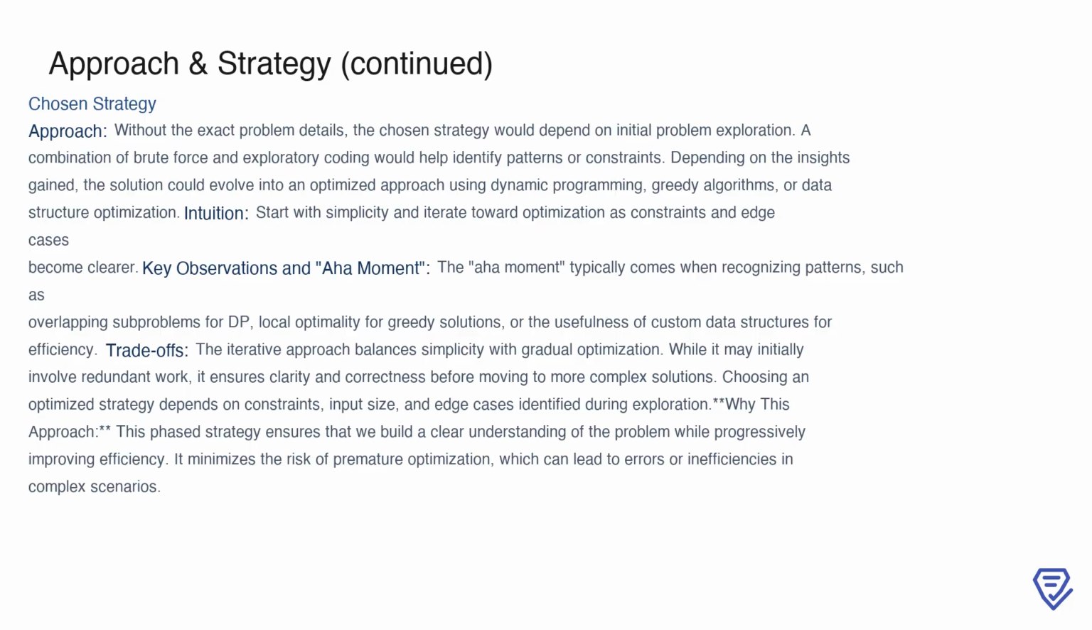The key here is to avoid premature optimization, which can lead to inefficiencies or errors. The aha moment often comes when recognizing specific patterns or constraints that simplify the problem, such as identifying recursive relationships or opportunities for state transitions in DP. This phased strategy not only builds a solid understanding of the problem but also ensures that the final solution is both efficient and robust, tailored to the input size and edge cases identified during exploration.